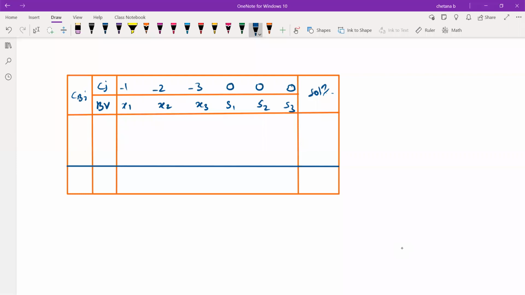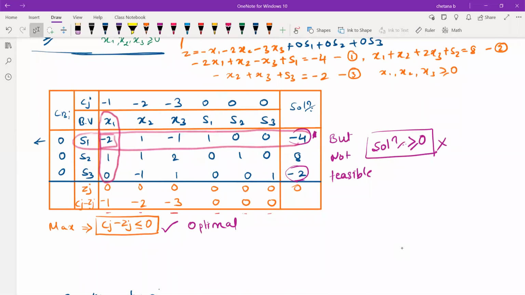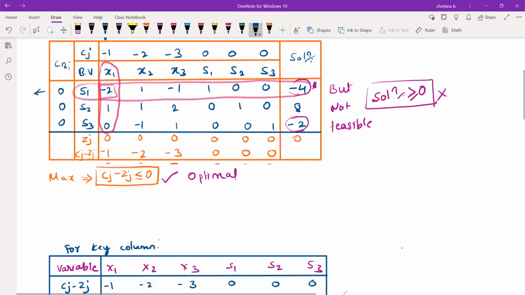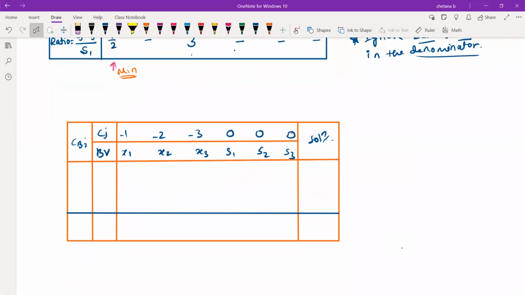Then we have the entering variable. So which is the entering variable now? It's supposed to be x1. Which is the leaving variable? S1. So we need to leave the S1 and consider the X1. So here X1, S2, S3 as it is. So this is 0, this is 0 and this is -1.